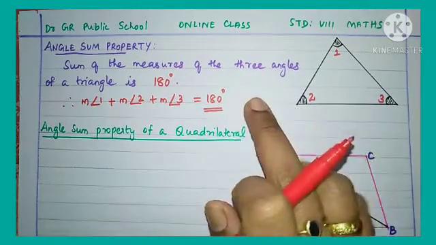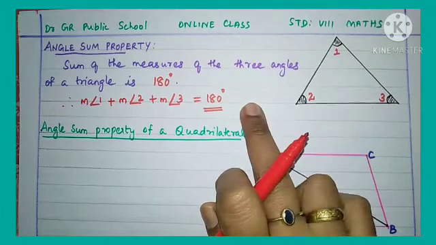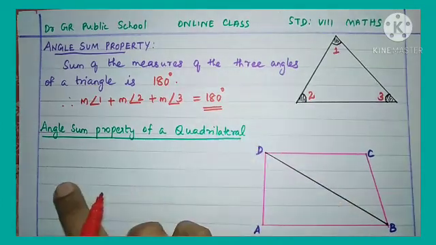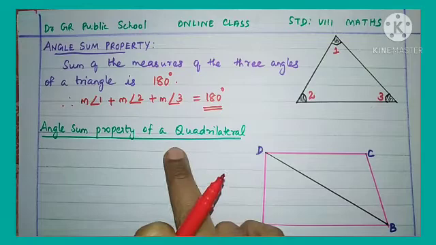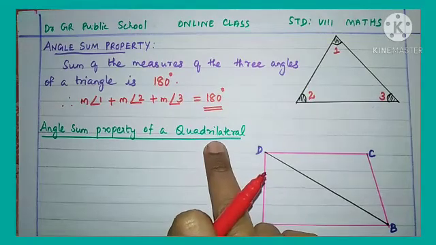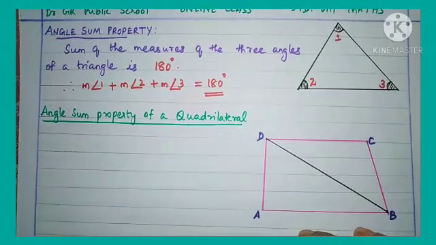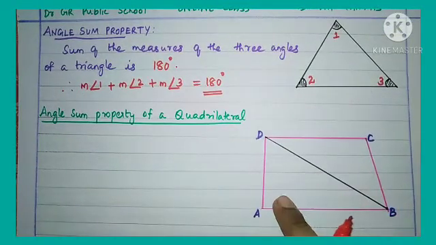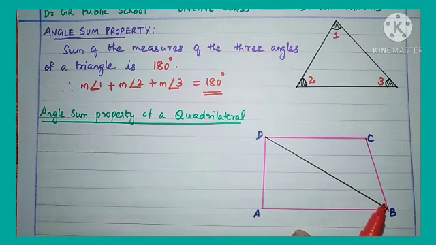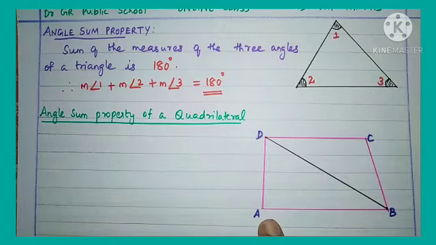Now, using this result, we are going to find out the angle sum property of a quadrilateral. Okay children? Yes. So let us see. You can see on the screen there is a quadrilateral drawn here, and you know a quadrilateral is a closed figure of four sides. I have named the quadrilateral here. What is the quadrilateral here?